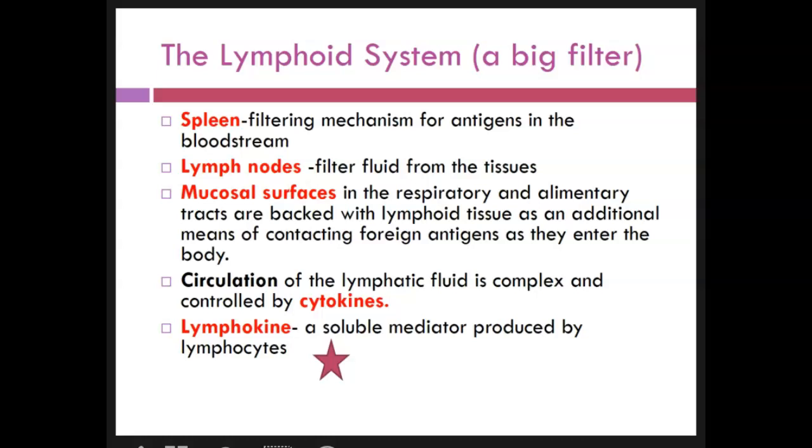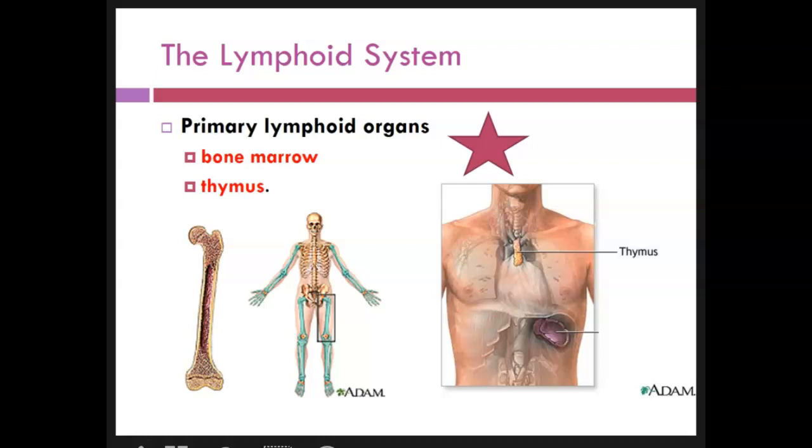So cytokines are cell chemicals. So if a cytokine is a cell chemical, a lymphokine must be a chemical produced by a lymphocyte, and that's exactly what it is. Here's a picture of where the primary lymphoid organs are, so you can have a visual.